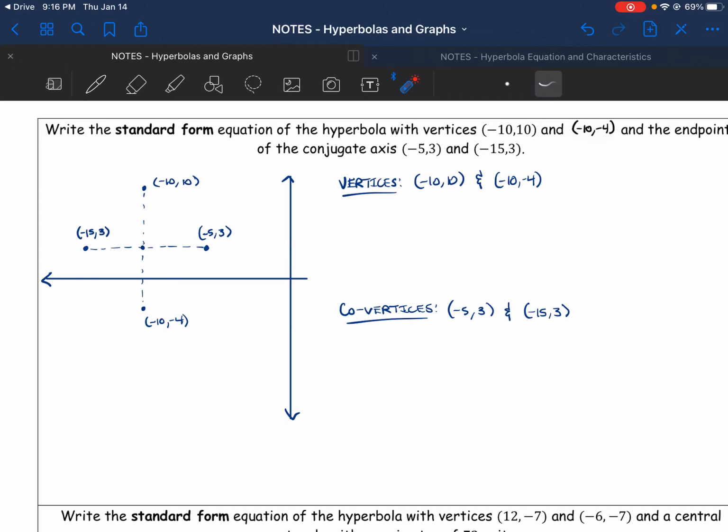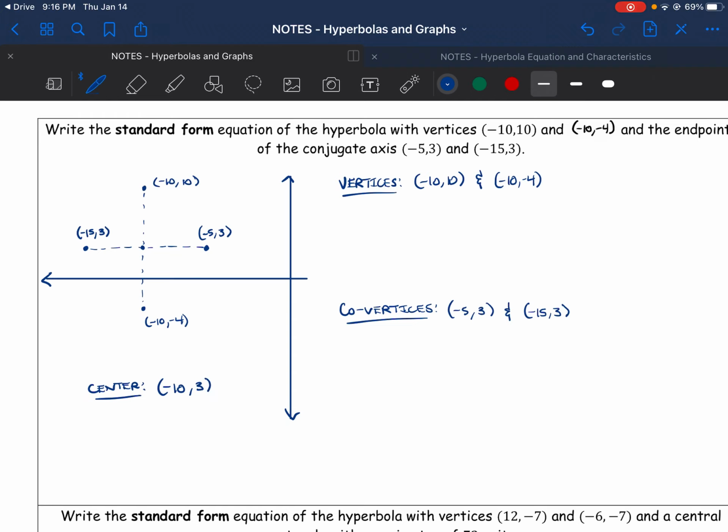But the purpose that it serves is that, number one, we can really pinpoint where the center is going to be. And we can see that the center, based off of this very rough sketch, well, if we know that the co-vertices have y values of 3, and the vertices both have x values of negative 10, then the center, which is where they intersect, is going to be negative 10, positive 3.